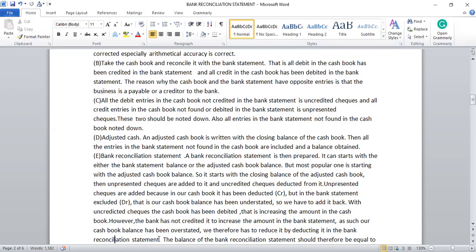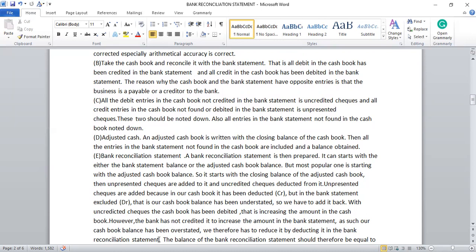So all that I'm saying is that in your cash book, you have debited the amount I'm talking about, the unpresented check. But the bank has not debited it, they have not received the amount. So you realize that your cash book amount has been understated. So you have to add it back.